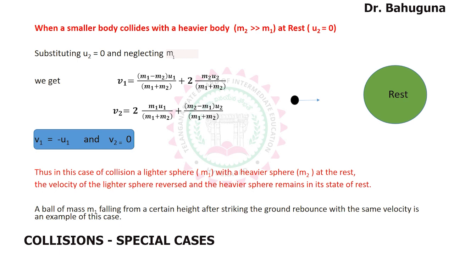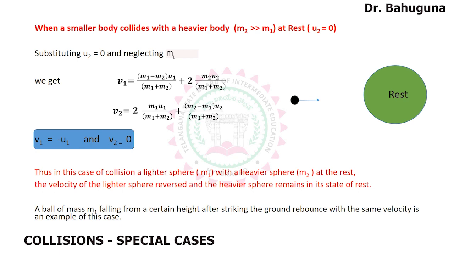How to prove it? In the equations of V1 and V2, U2 is equal to 0. By neglecting M1 in the equations, we arrive at V1 is equal to minus U1 and V2 is equal to 0. Thus, in this case of collision of a lighter mass M1 with a heavier sphere M2 at rest, the velocity of the lighter sphere is reversed, but the heavier sphere remains at rest.